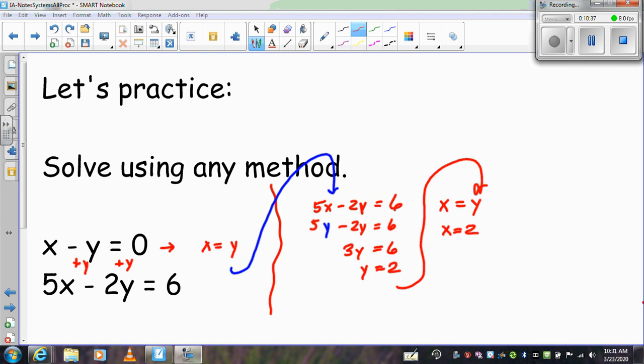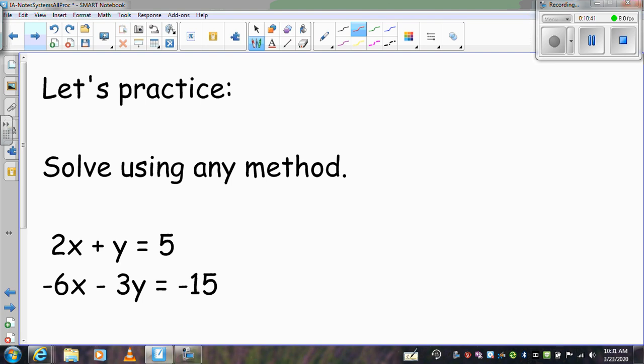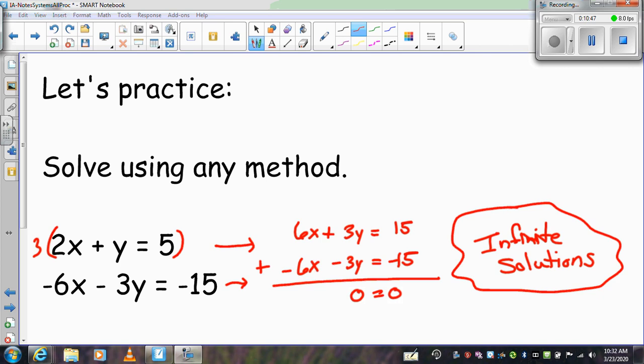Let's try another one. Okay, pause the video now to try it, and let's see what you come up with. Okay, so I came out with infinite solutions on this one. If I multiply the top by 3, I now have opposite coefficients for both the x's and the y's. They cancel, and I get 0 equals 0.